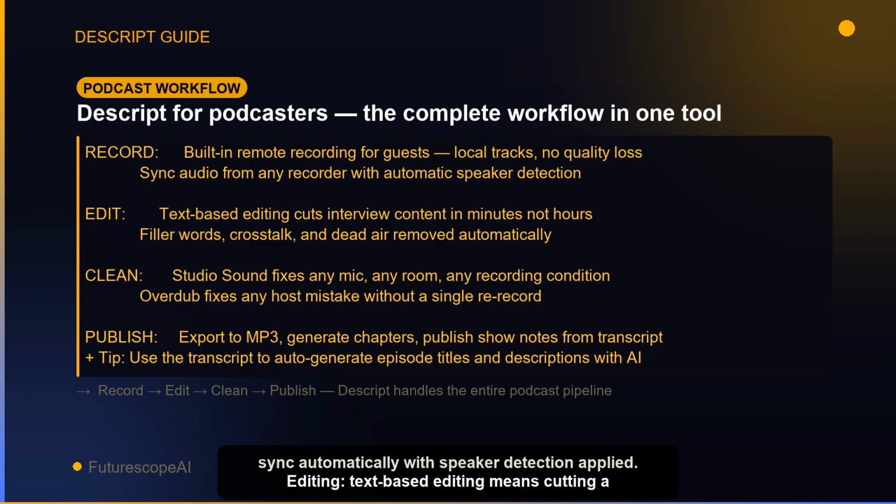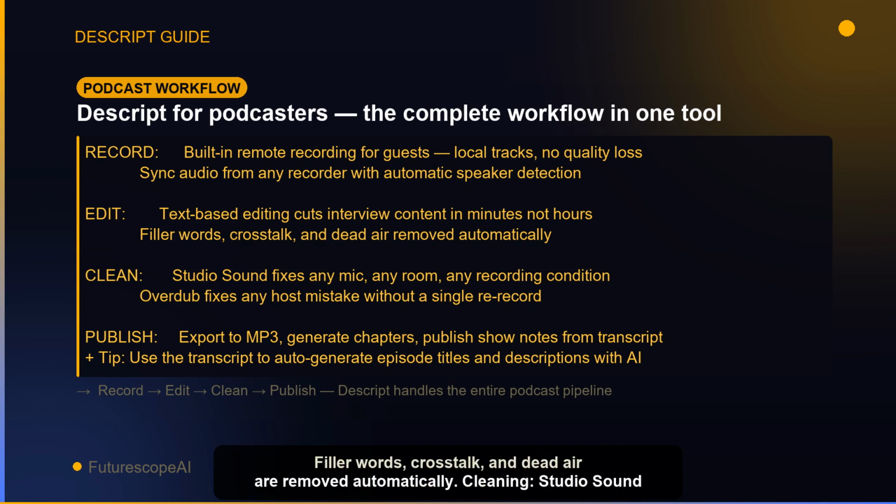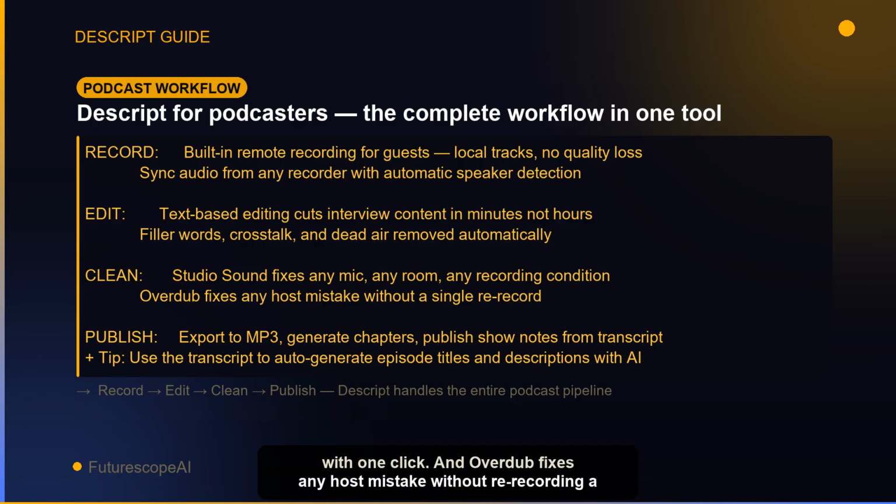Editing: text-based editing means cutting a 60-minute interview down to 40 minutes takes a fraction of the time it would in a traditional editor. Filler words, crosstalk, and dead air are removed automatically. Cleaning: studio sound fixes any microphone in any room. Even phone recordings become broadcast quality with one click. And Overdub fixes any host mistake without re-recording a single line.